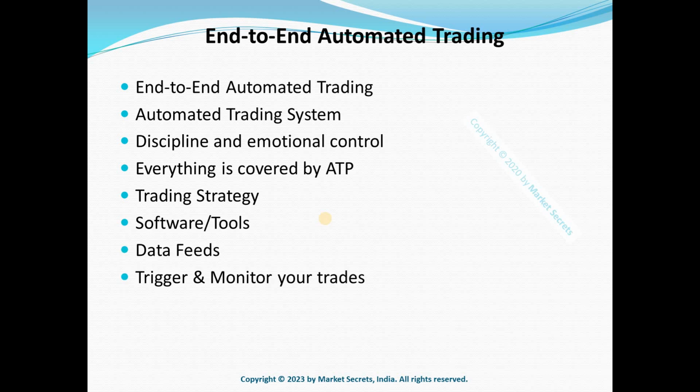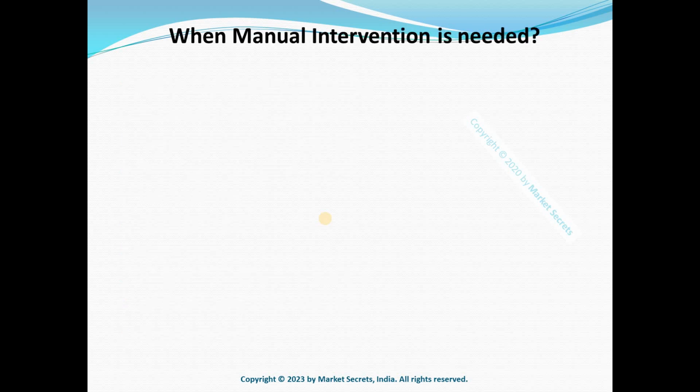Okay, so we have seen the strategy, tools we need, software we need, the data feeds we need. There's actually none. Everything is provided by Kotak, whatever we need, and triggering and monitoring the trades, end of day reporting, and trade log. So from a trading standpoint, everything is automated. It's a 100% end-to-end automated trading system.